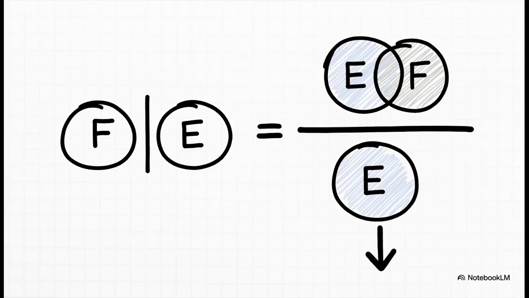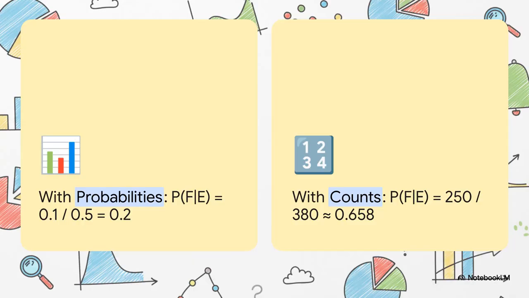And this little formula here is the engine that makes it all work. We read that as the probability of F given E. Now, here is the secret to getting this right every single time. The event you already know happened, that given part, the E, it always goes on the bottom of the fraction. Always. And this logic works exactly the same whether you're dealing with fancy probabilities or just simple, raw counts. Either way, you just divide the part where both events overlap by the one event you know for sure already happened.